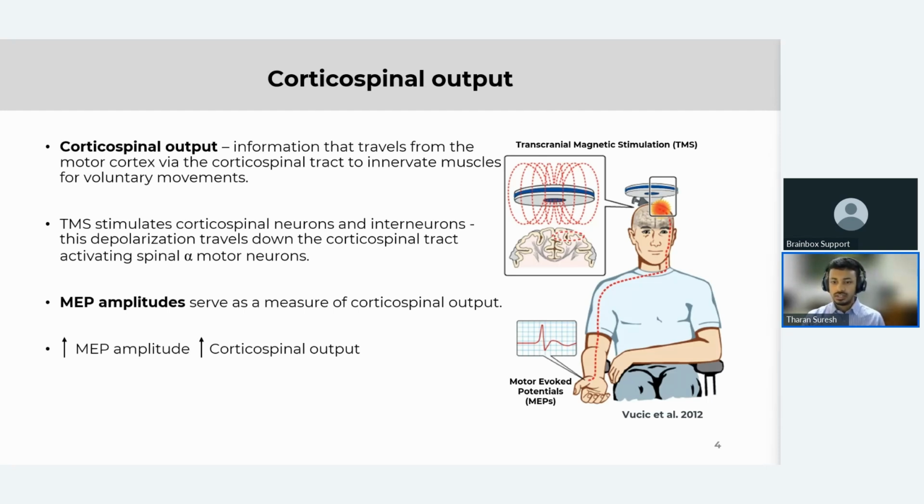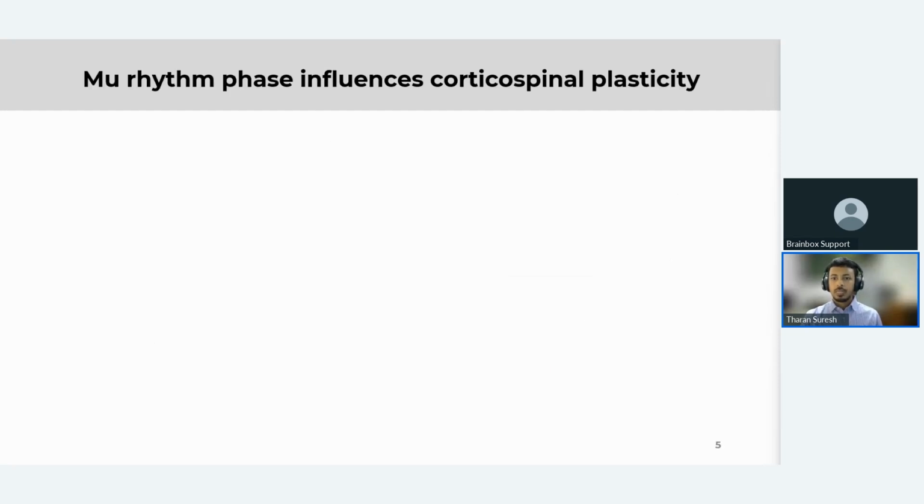And note that TMS can also be used as a tool and an intervention. I will go into details of this as we progress. I spoke about the mu rhythm and its role in the cortex. I spoke about the mu rhythm and its role with the corticospinal tract output. And now I'm going to talk about how mu rhythm phase influences corticospinal plasticity.